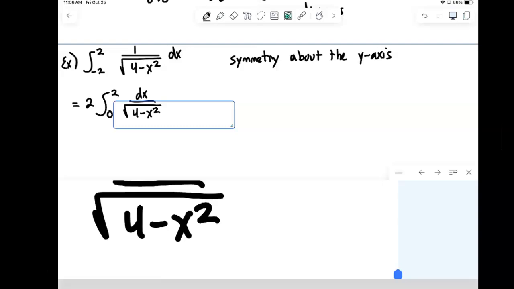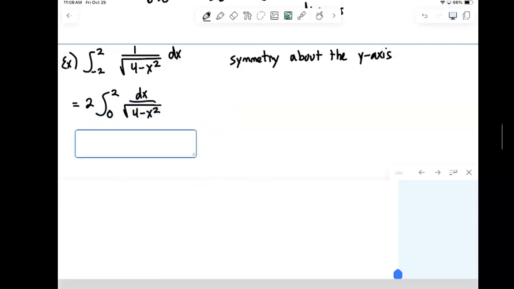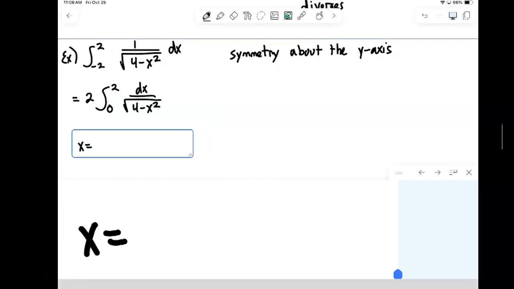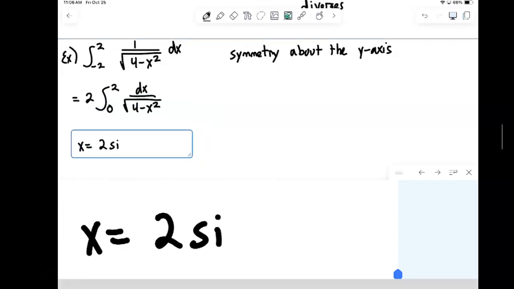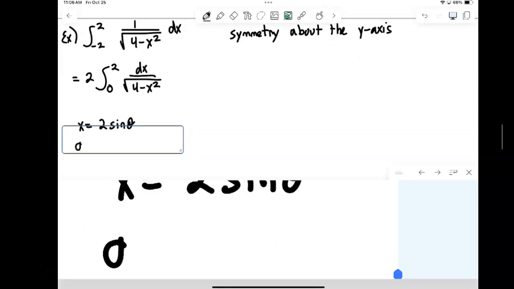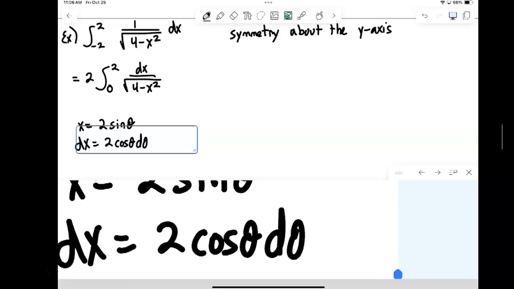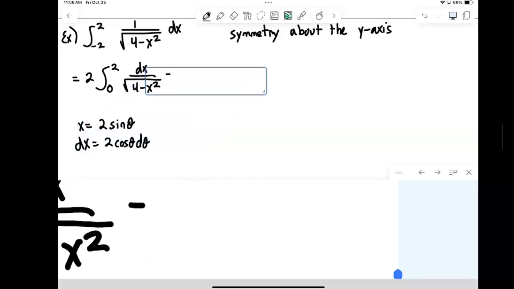In other words, I have a squared minus x squared, or a squared minus u squared. Remember, we integrate those by doing our substitution, which would be, in this case, x equals a sine of theta. So a is 2, since it's a 4. So x equals 2 sine theta, and dx will call for a derivative of that, which would be 2 cosine theta d theta. Okay, so we can make that change.